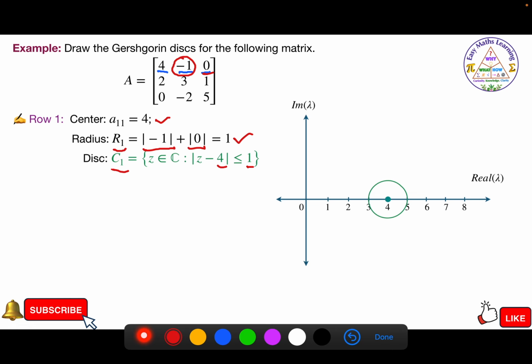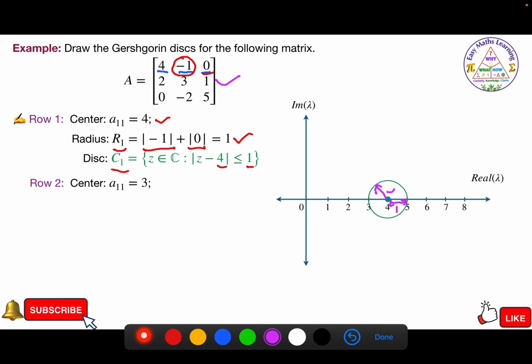So the disk is shown in this diagram. You can see here this is the center 4 and the radius is 1, so from 4 to 5. You can see here this is the radius.